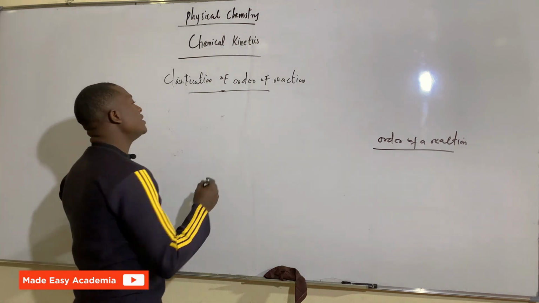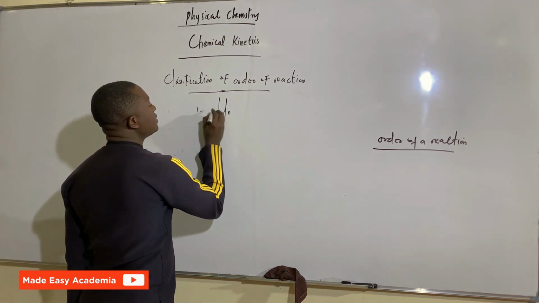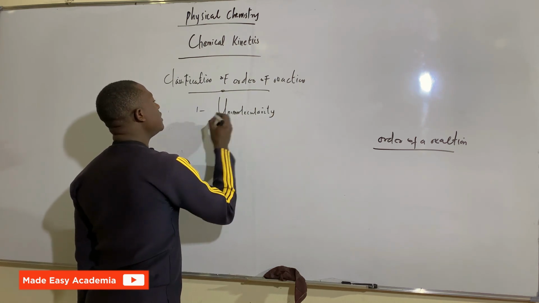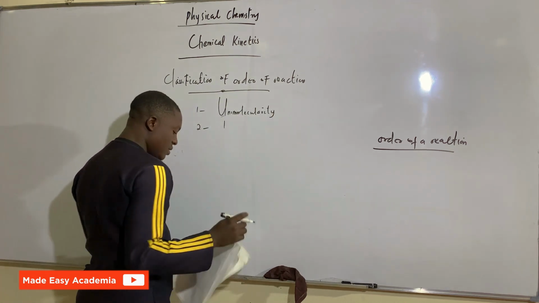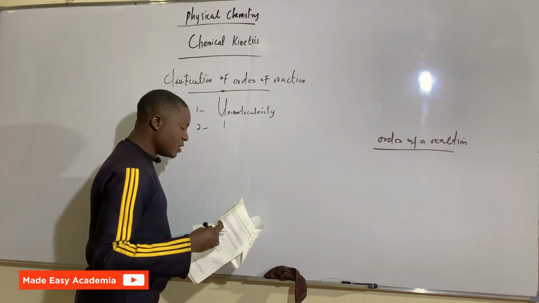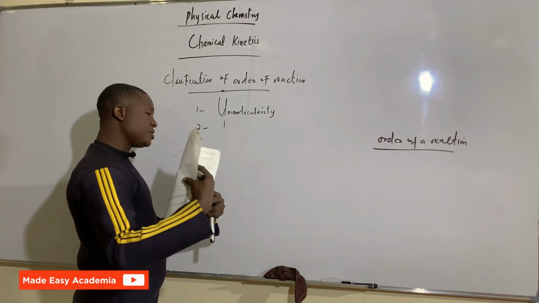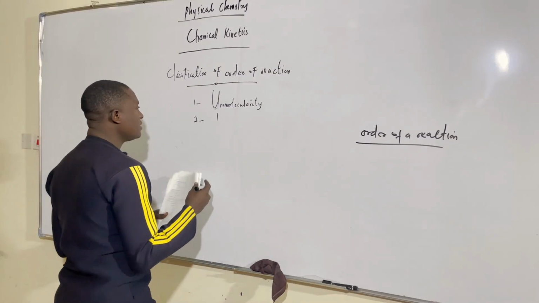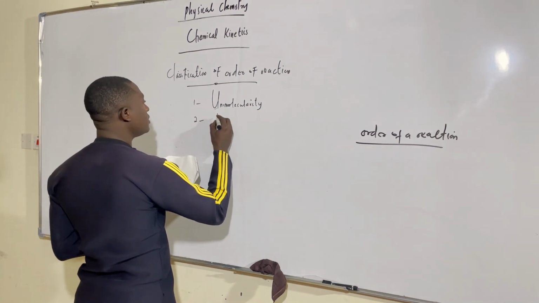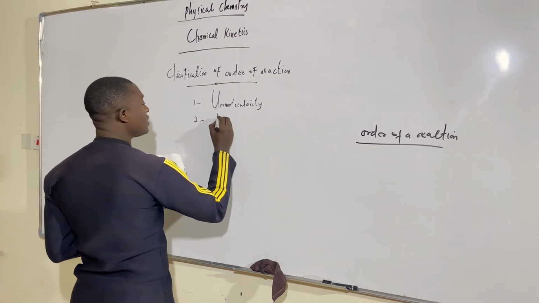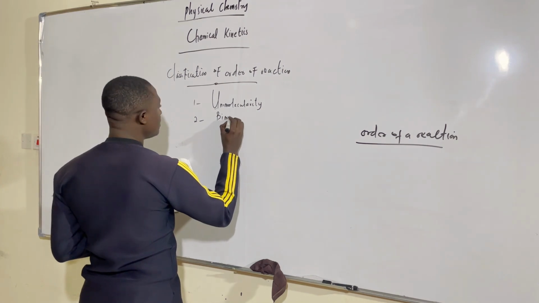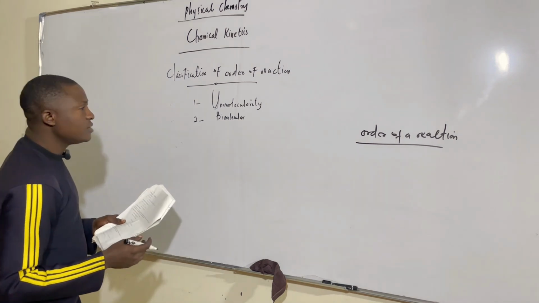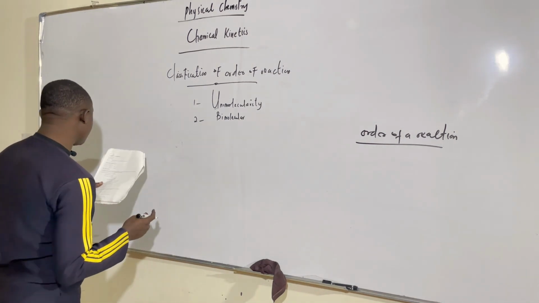If it is 1, we call it unimolecular. If it is 2, we call it bimolecular. If it is 3, we call it termolecular. Just like after you determine the order. For example, let me give you a clear example of that.